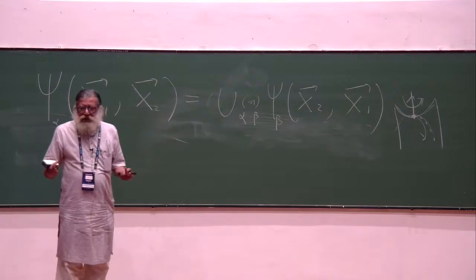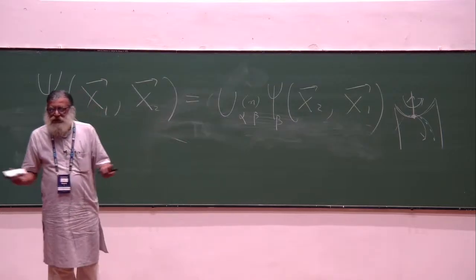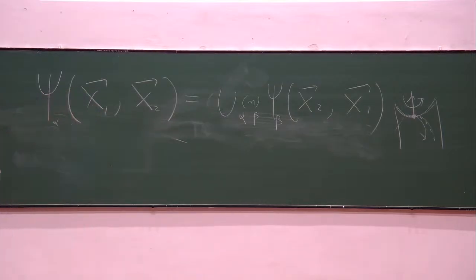You have one anyon in one state, the other particle in another state. You do a braiding and you get to a new state. It's more complicated than that, but roughly that.